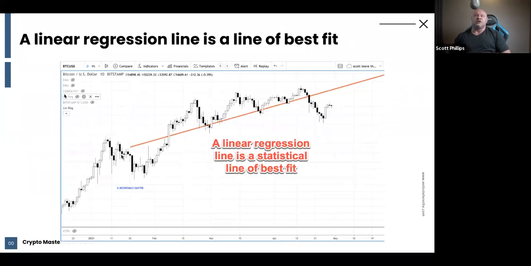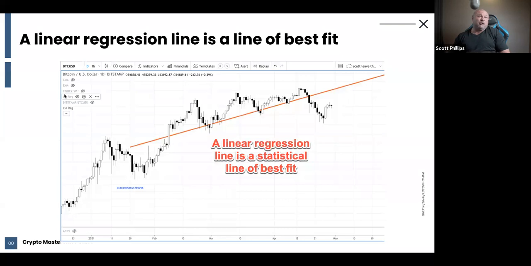A linear regression line isn't a technical analysis line. It's not like a trend line. What it is, is a line of best fit. If you choose the spot, you can draw a line that's closest to all the points on the chart. This is right in the middle of everything. It's a mathematical line of best fit and it's calculated by formula. It's called the least squares method.